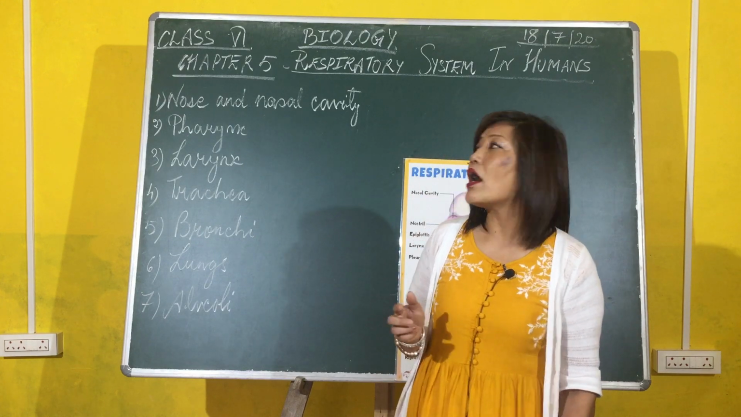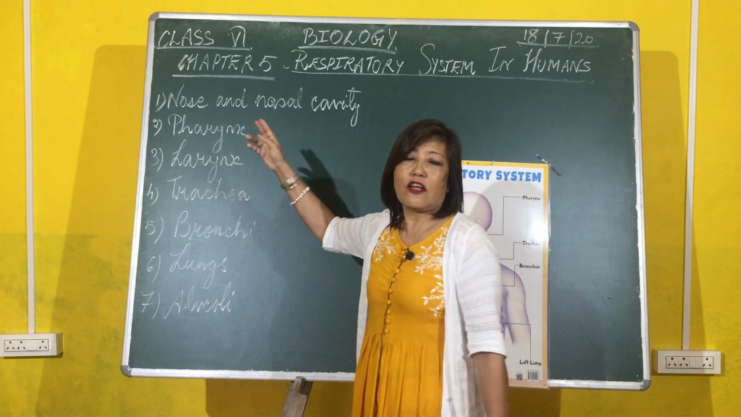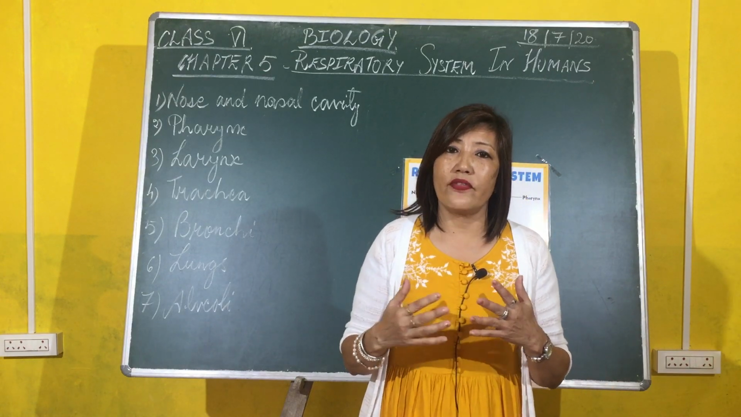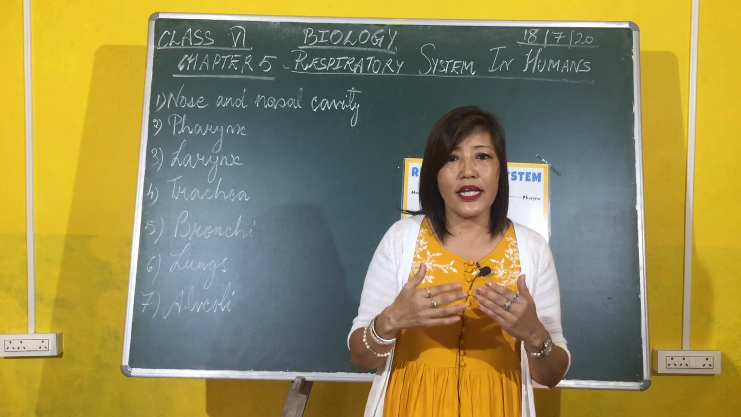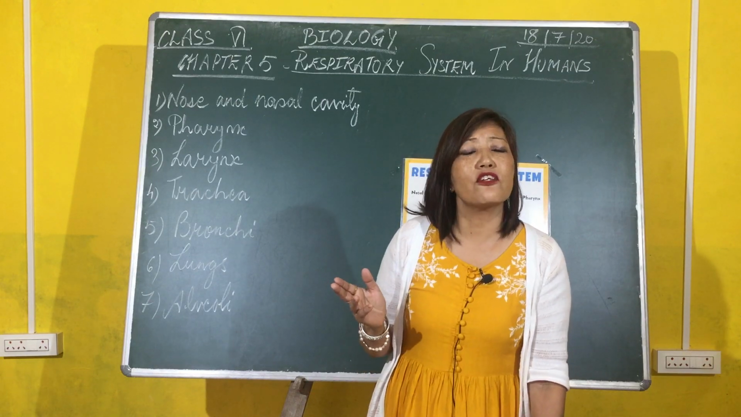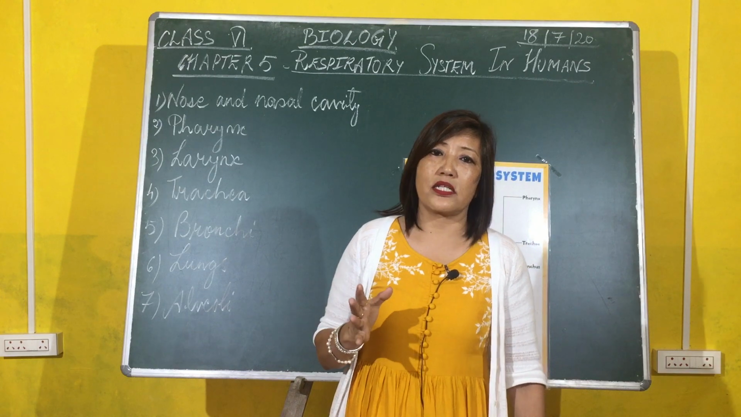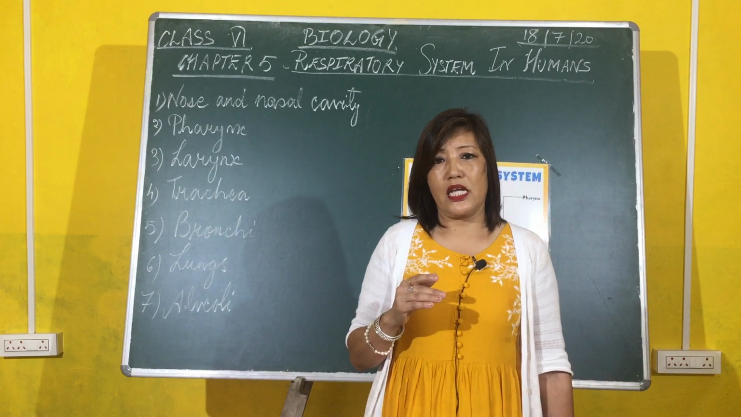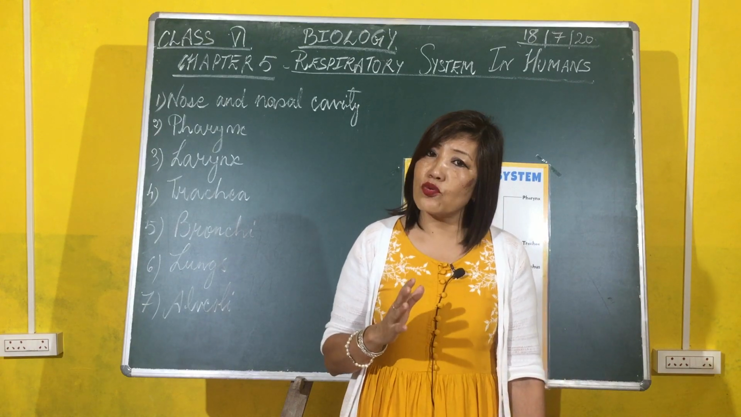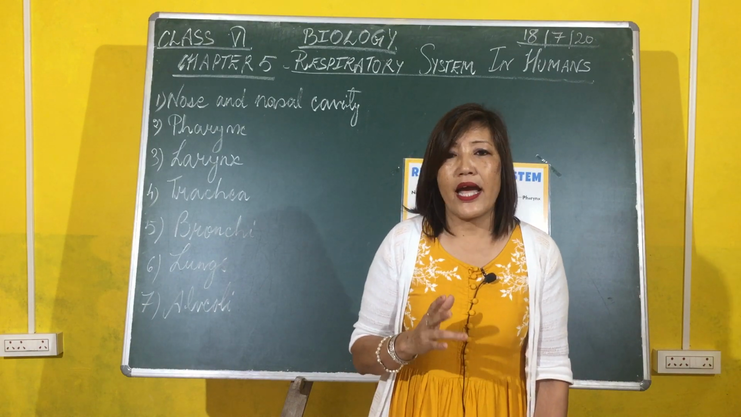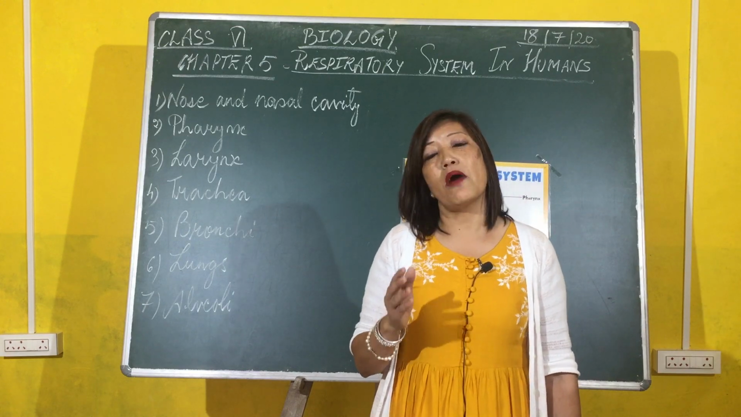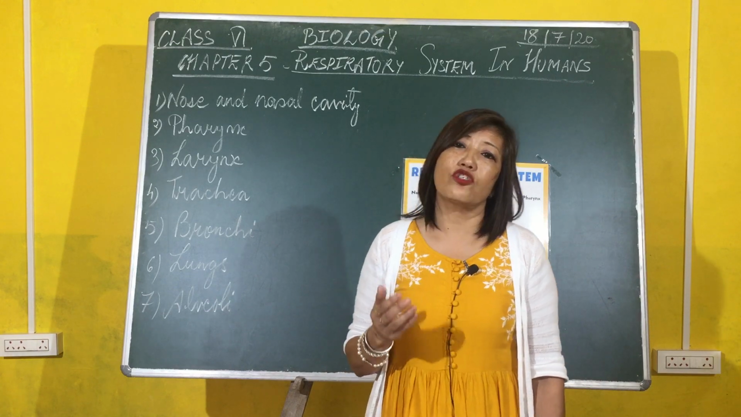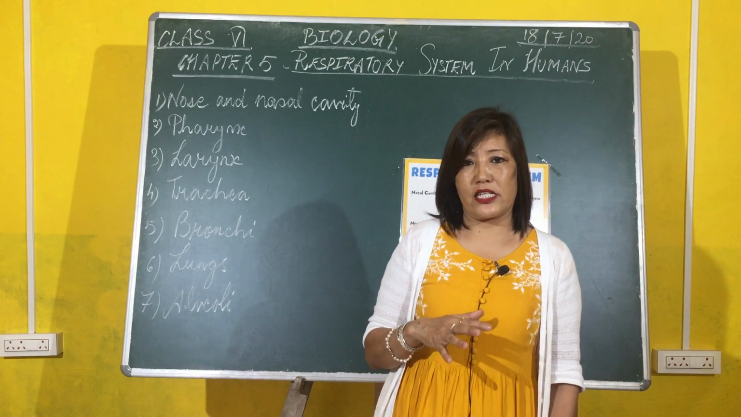Then the next part is the pharynx. Now the pharynx is the point where food and air cross each other. This pharynx is divided into three parts: upper pharynx, middle pharynx and lower pharynx. Only food passes through the upper pharynx, both air and food pass through the middle pharynx, and only air passes through the lower pharynx.